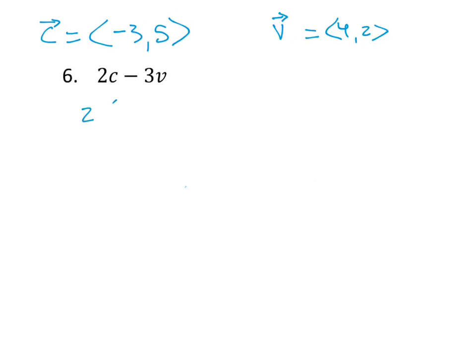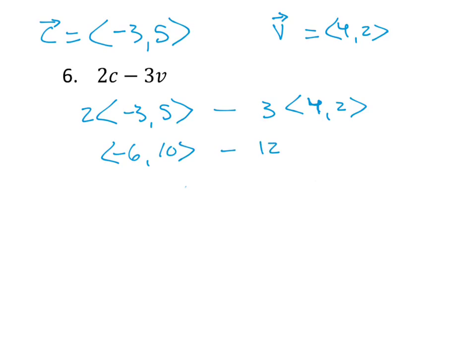So we're going to do 2 times -3, 5. And we're going to subtract 3 times 4, 2. So go ahead and distribute those in. You're looking at -6, 10. Oh, that was a bad bracket. And then -12, 6. And now you have two vectors. You've subtracted vectors before. Go ahead and simplify them. Pause the video and come back.